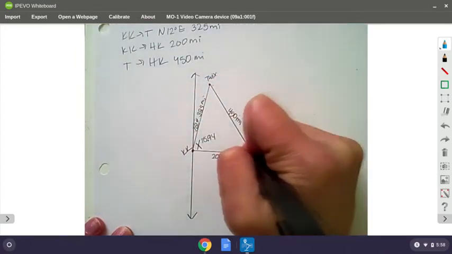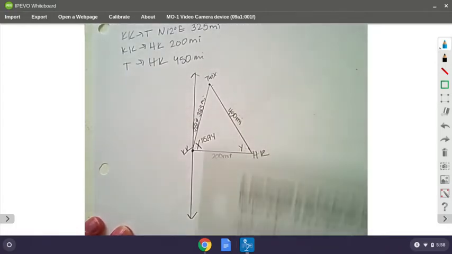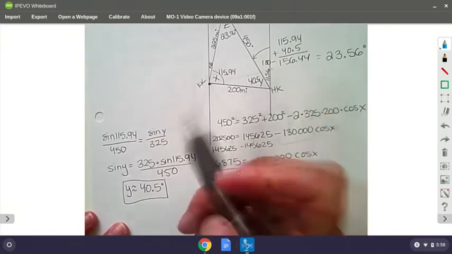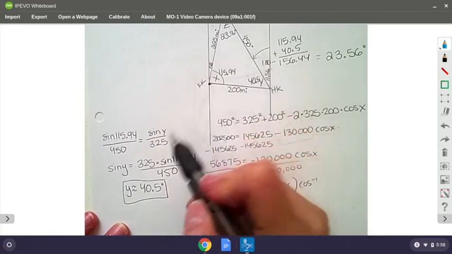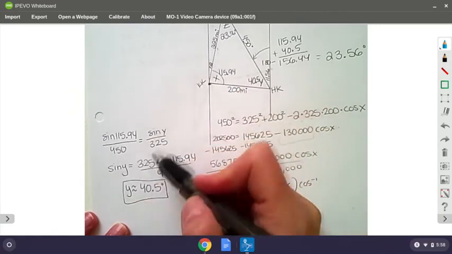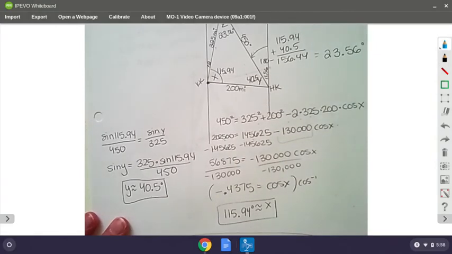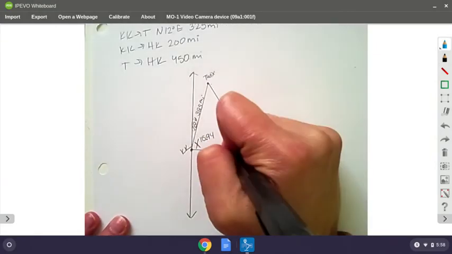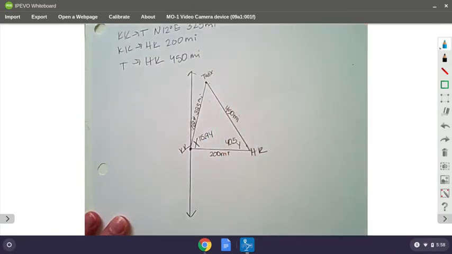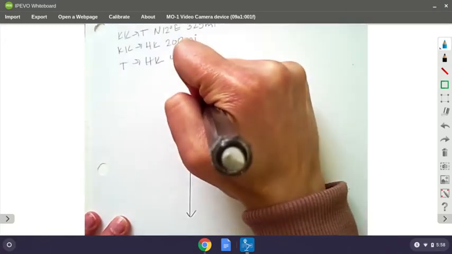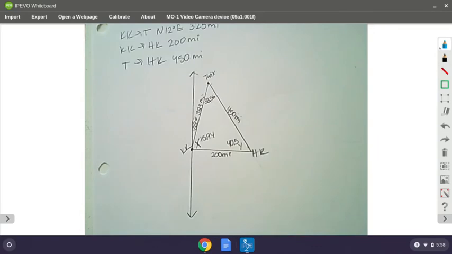The next thing that I did is I found this angle. You don't have to do law of cosines again. You can do law of sines. So here's my work for that. So I did sine of 115.94, the one we just found, over 450, equals sine of y over 325. Cross multiply, and you get that it's 40.5. So I'm going to label that in my picture, 40.5. And then you would just subtract these from 180 to get the last one, which is 23.56. Okay, so those are all of the angles.